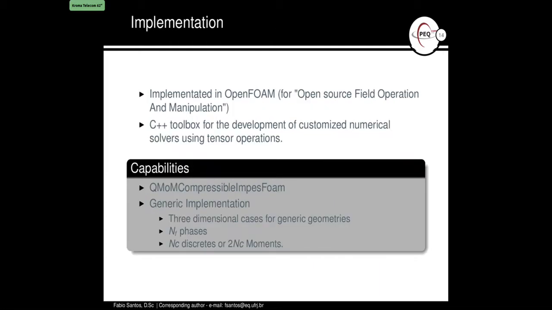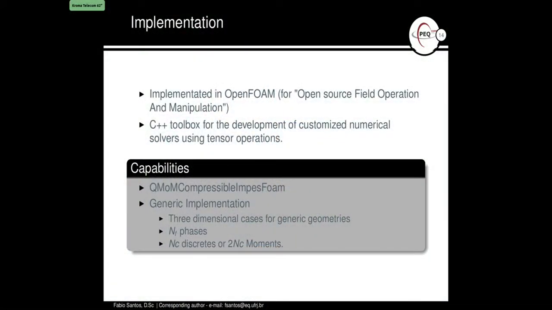Implementation. The next step is to implement this new methodology. Basically, we use OpenFOAM, a software package that operates on tensors. It's a C++ toolbox, actually. The capability of our implementation, which we call the compressible IMPES flow, is an IMPES algorithm for complex compressible cases based on moments. It's a generic three-dimensional case for generic geometries, in other words unstructured meshes, so any geometry can be calculated. Any phase and any NC discrete components or two NC moments.